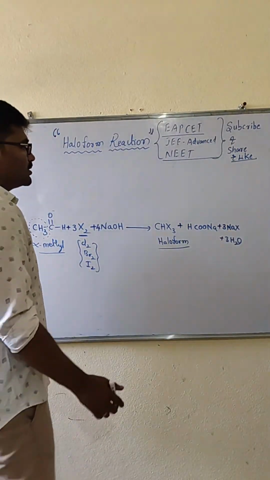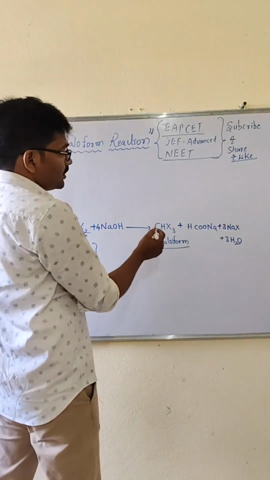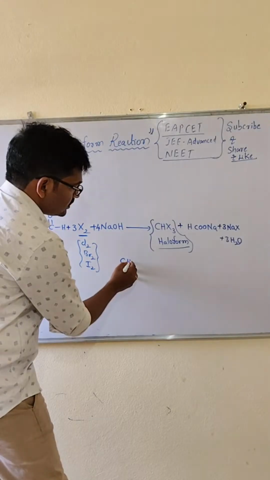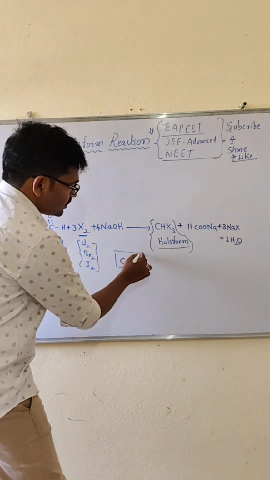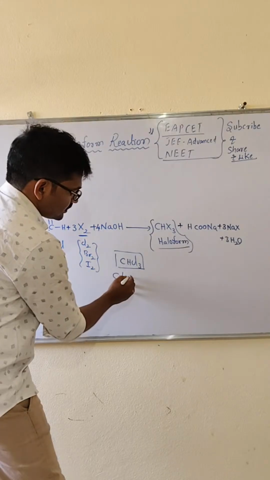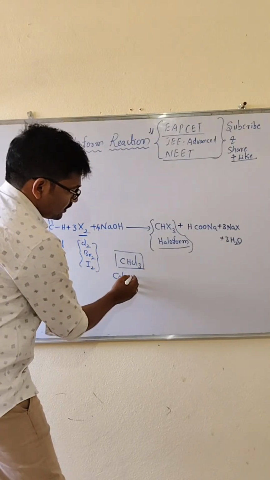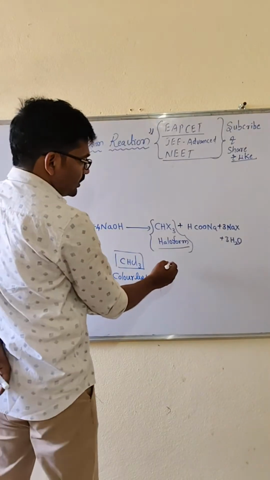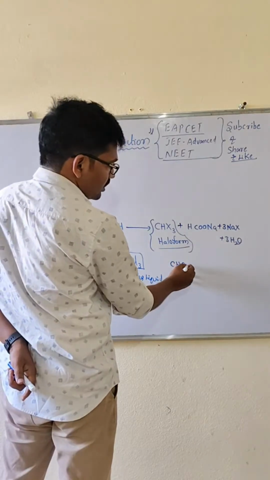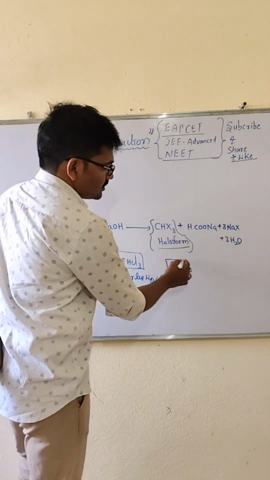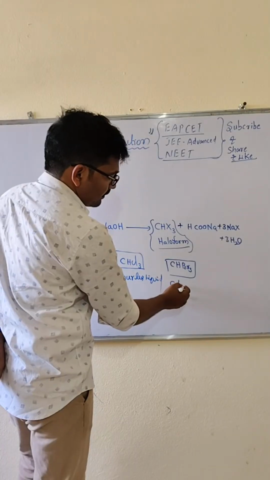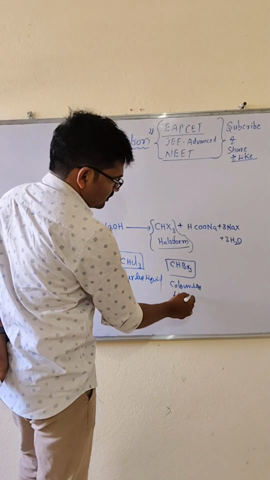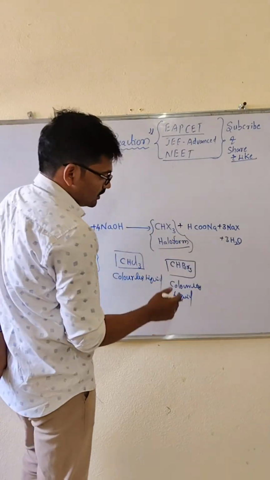How can you identify the haloform reaction? In case CHCl3 is formed, this is a colorless liquid. Bromoform, CHBr3, is also a colorless liquid with a pleasant smell.